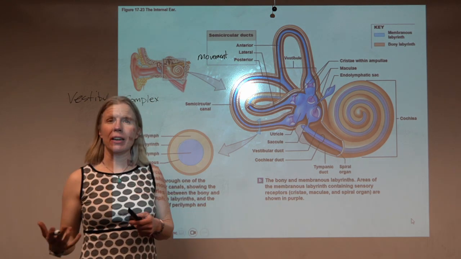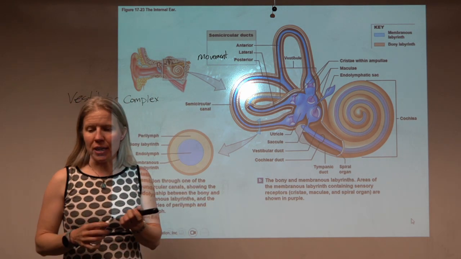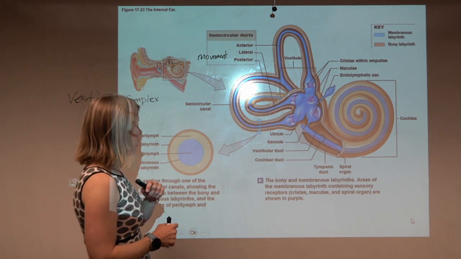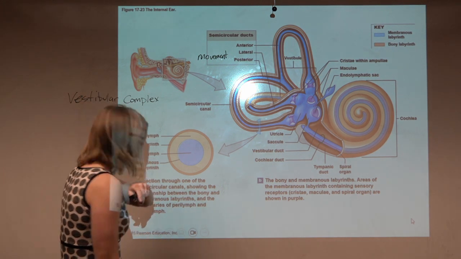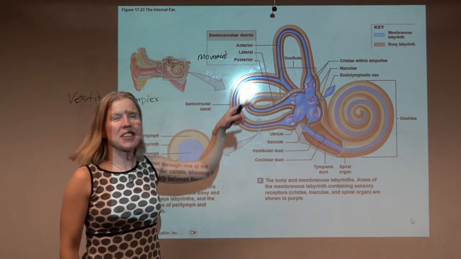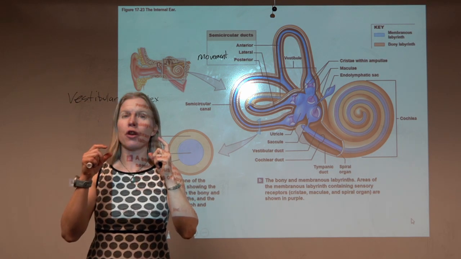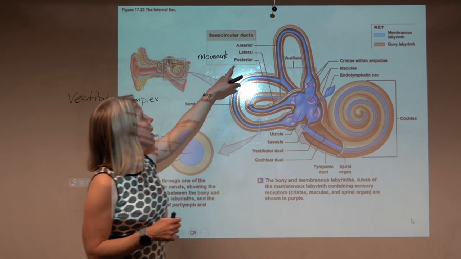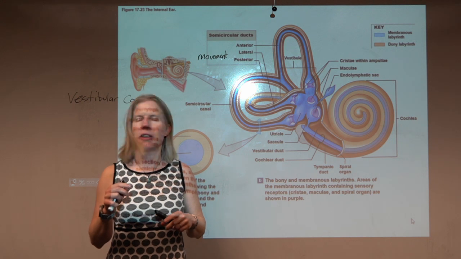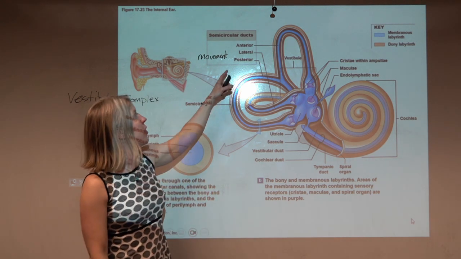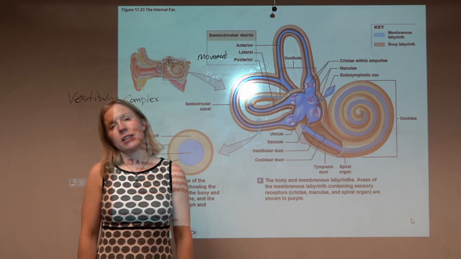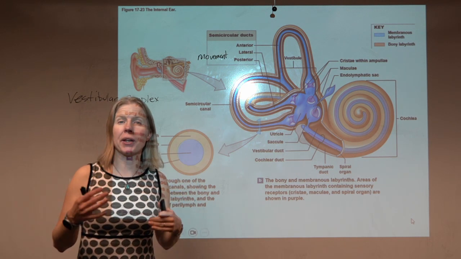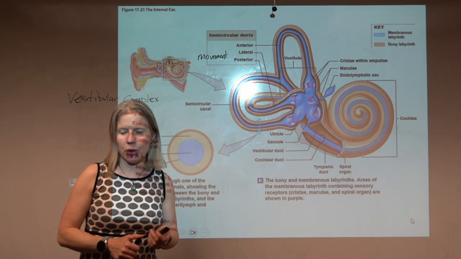And so this gives us movement in three different planes, right? The anterior semicircular duct is going to be like if you were tilting your head up and down, like you're shaking your head yes, it's giving us information about that movement. The lateral semicircular duct is if you're shaking your head no. And then the posterior duct would be if you're tilting your ear to your shoulder, right?